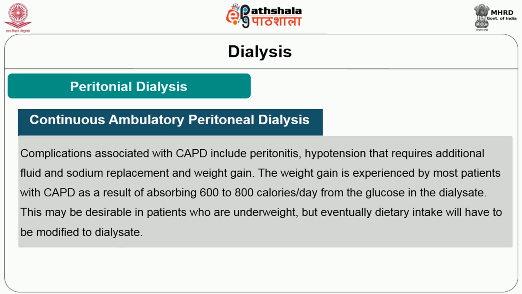Complications associated with continuous ambulatory peritoneal dialysis include peritonitis, hypotension that requires additional fluid and sodium replacement, and weight gain. The weight gain is experienced by most patients with continuous ambulatory peritoneal dialysis as a result of absorbing 600 to 800 calories per day from the glucose in the dialysate. This may be desirable in patients who are underweight, but eventually dietary intake will have to be modified.